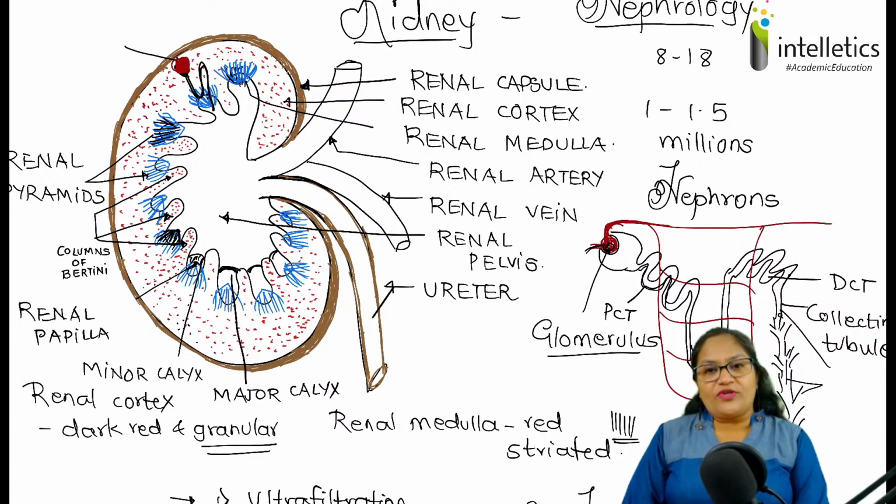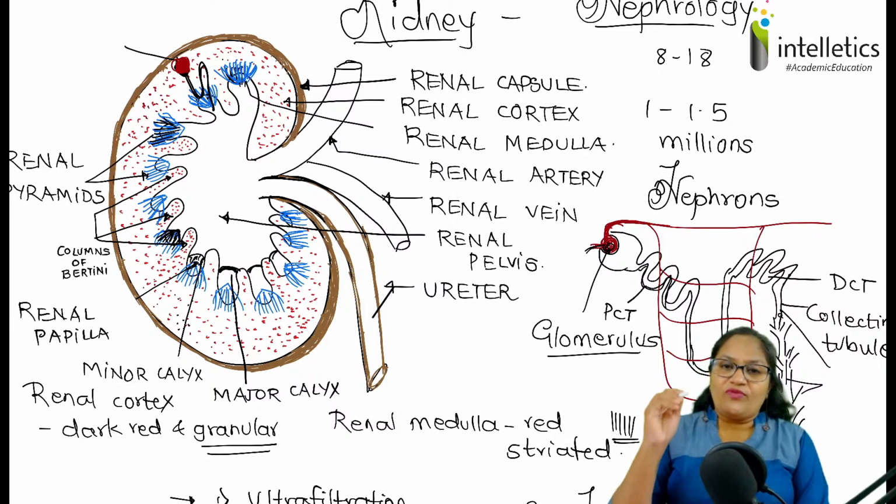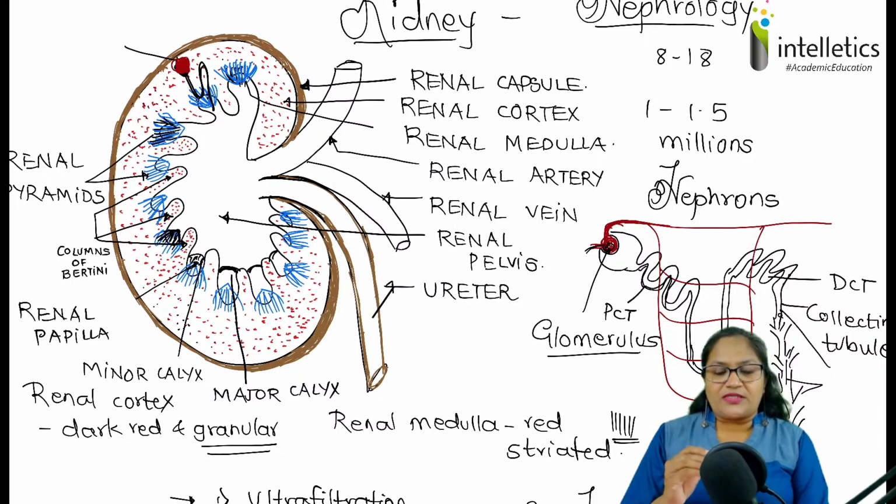Then the LS of the kidney shows two distinct regions. The outer area is called the renal cortex, and inner to it is the renal medulla. Renal cortex is dark red and granular because of the presence of the Malpighian body along with the glomerulus. So every dot that we draw depicts the presence of a Malpighian body, and the dark red color is basically because of a rich network of blood vessels present in each nephron, called the glomerulus.